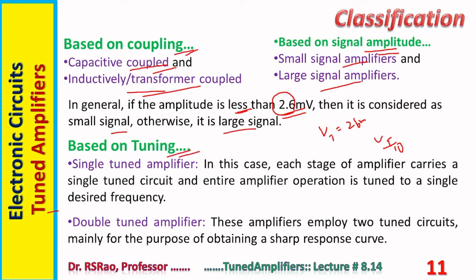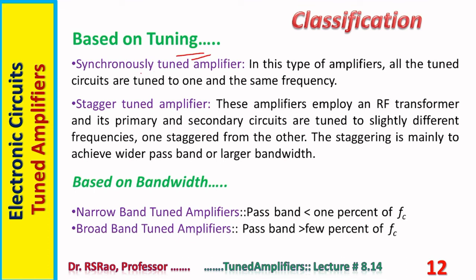Based on tuning, there are single tuned amplifiers and double tuned amplifiers. Single tuned amplifier means only one tuned circuit exists in the amplifier. Double tuned means two tuned circuits exist in the amplifier. Also based on tuning, there are synchronously tuned amplifiers. In this type of amplifier, all the tuned circuits are tuned to one and the same frequency.